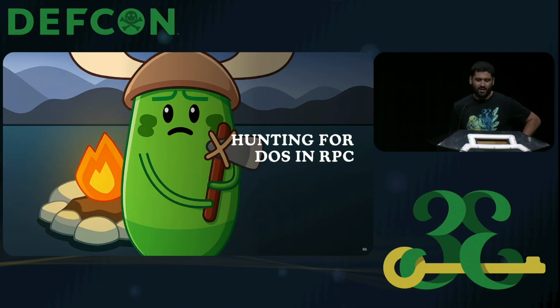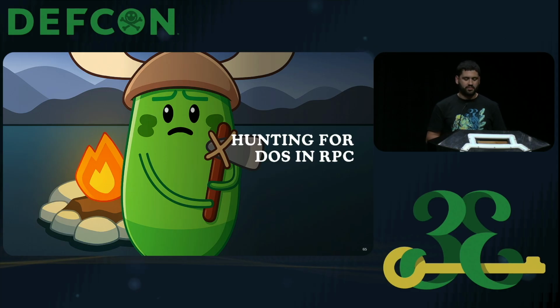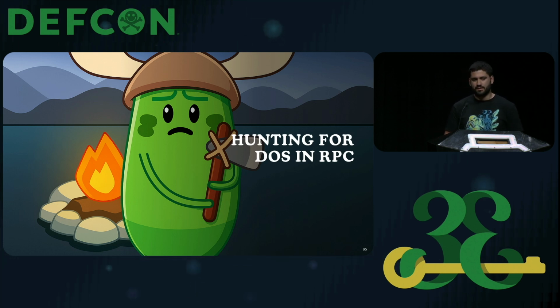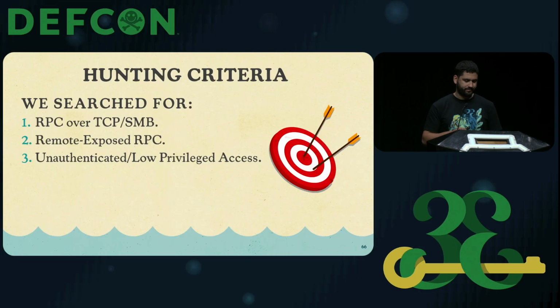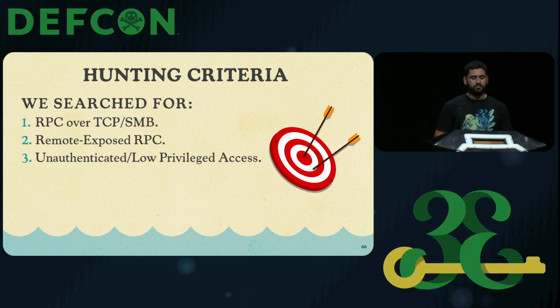Now let's move into the second part of our talk. One of the blind spots we identified earlier has already led to a denial of service. Now we'll explore the next blind spot, transport-agnostic wrap RPC servers. First, we look for potential RPC interfaces. We search for RPC over TCP or SMB pipes.